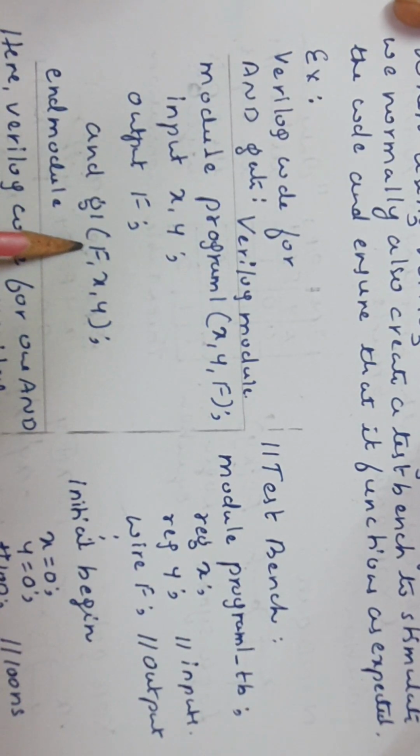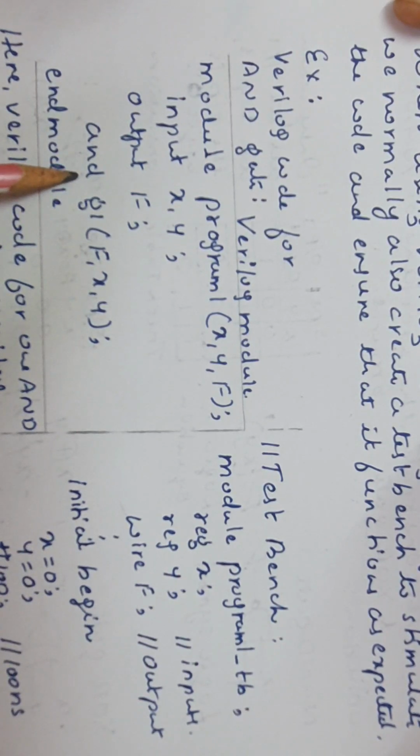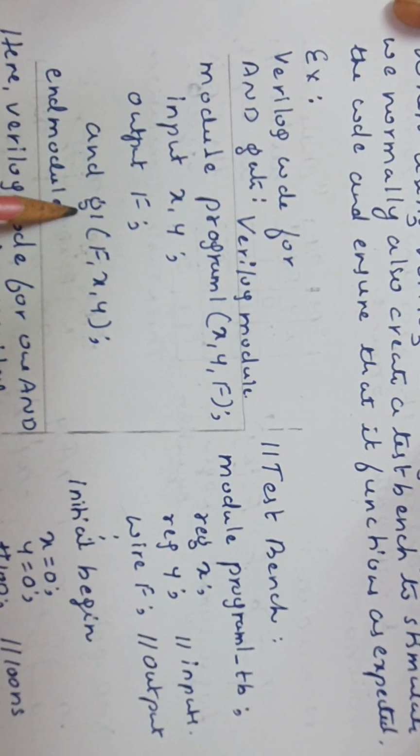Whether this AND gate performs according to the requirement, yes or no. So what is the requirement of AND gate? When x and y both are 1, only then output should be 1, otherwise output should be 0. Then what should be given? It should be given 2 inputs.